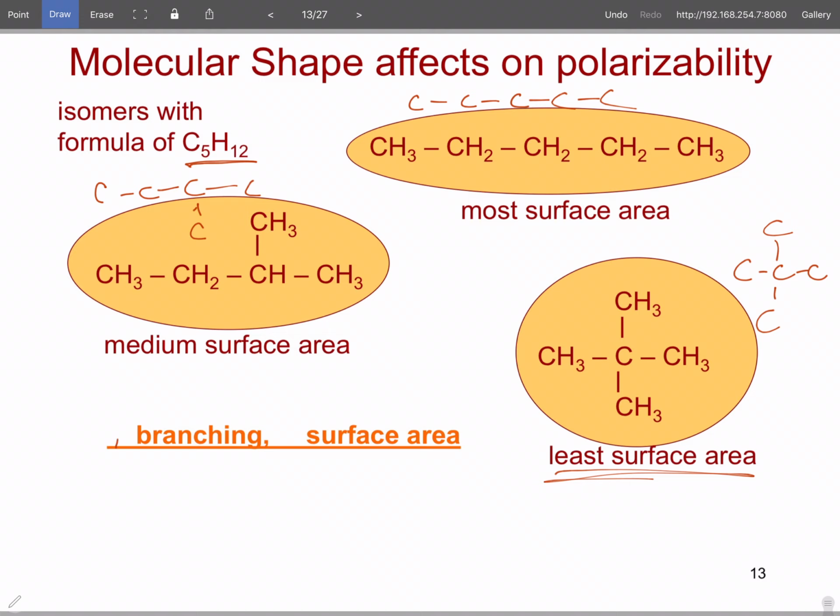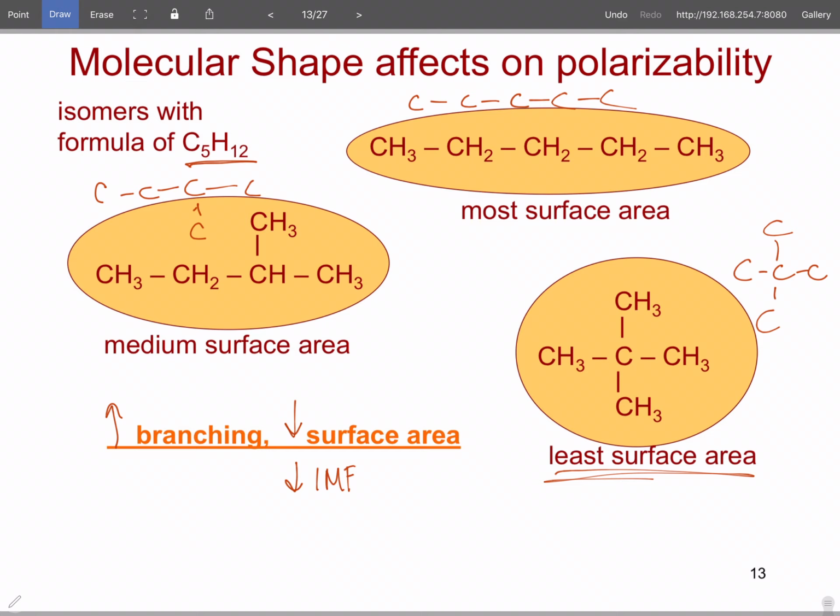So as you increase branching, you decrease surface area. And then remember, as you decrease surface area, you decrease the intermolecular forces. Okay? So as you get larger, you have more polarizability, more intermolecular forces. As you decrease the surface area, you have less surface area and less intermolecular forces.